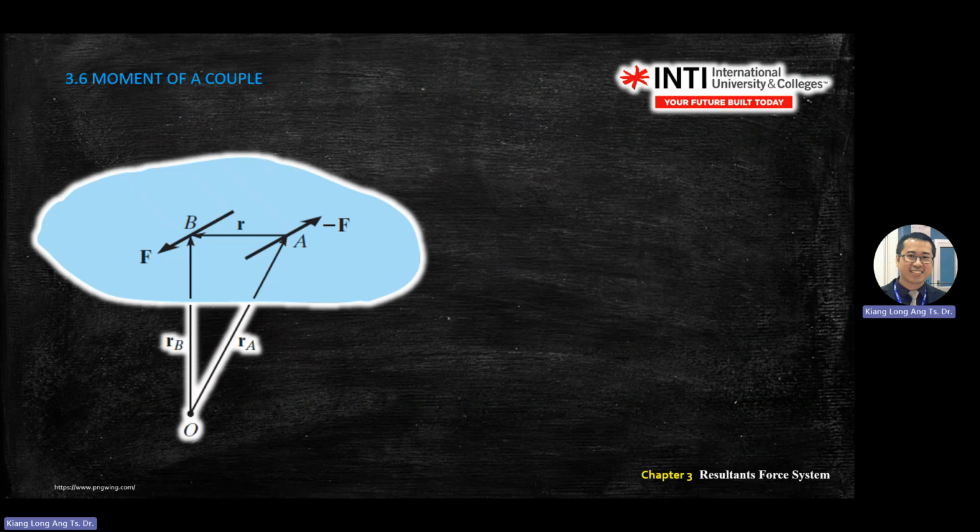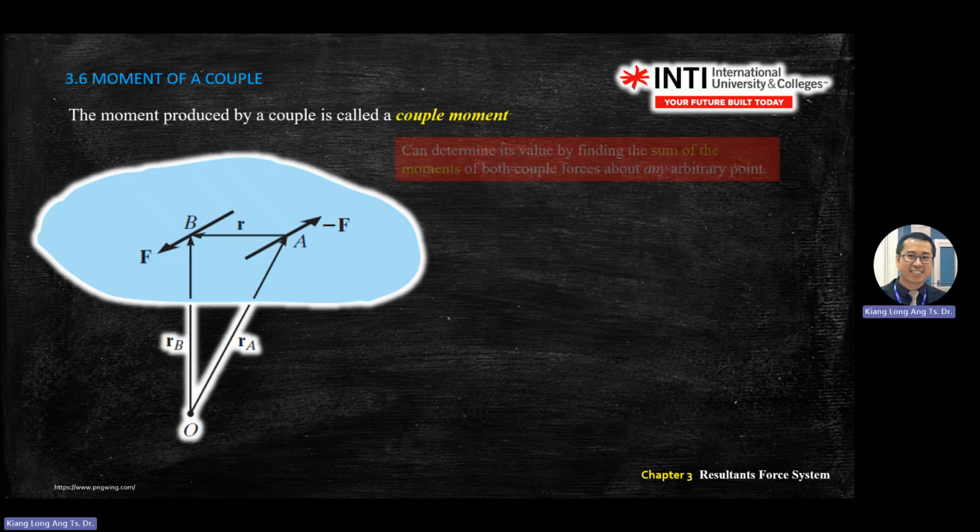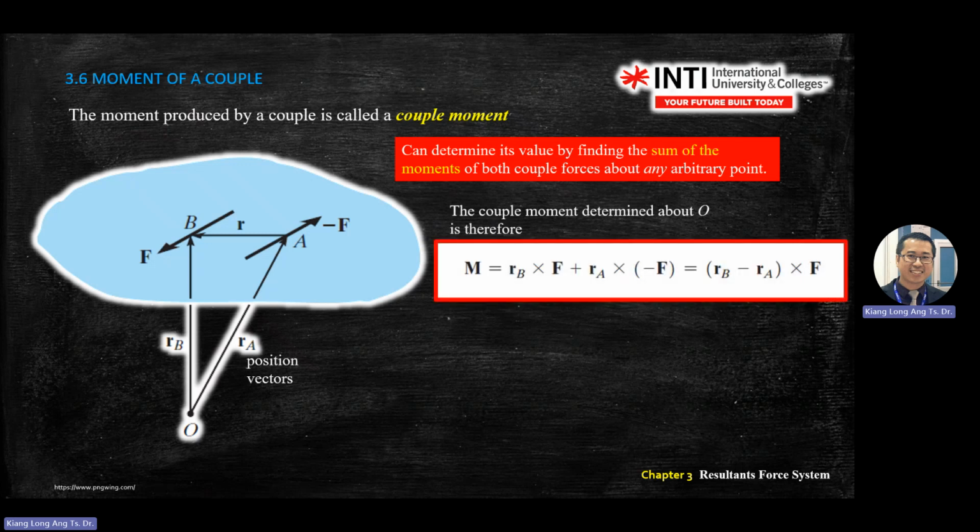If you see this diagram, it will have an F in the B direction and negative F at A, with a distance of R. You observe from O, so you have vectors from O to B and O to A, which we label RB and RA. As long as you see R and F, you create a moment. So you have two moments here, and you sum them together.